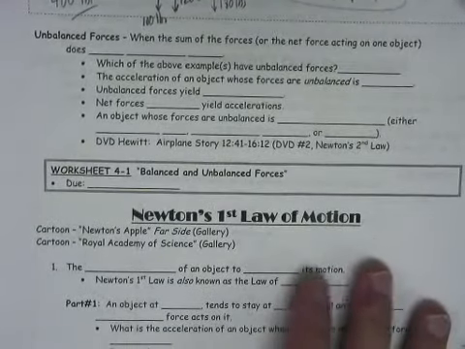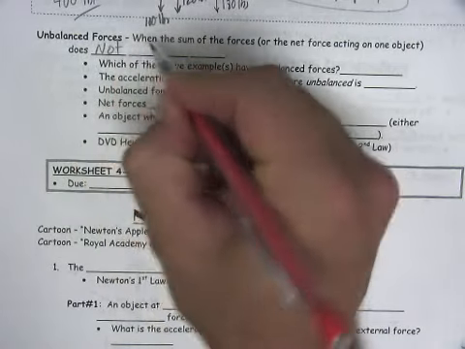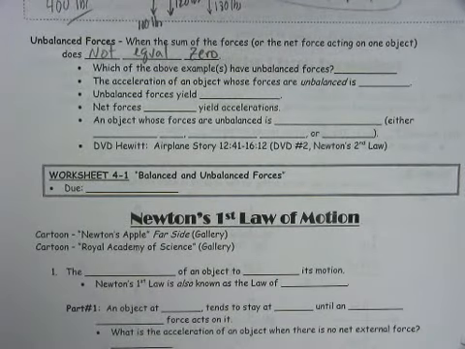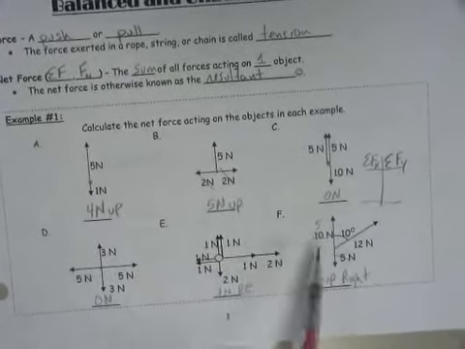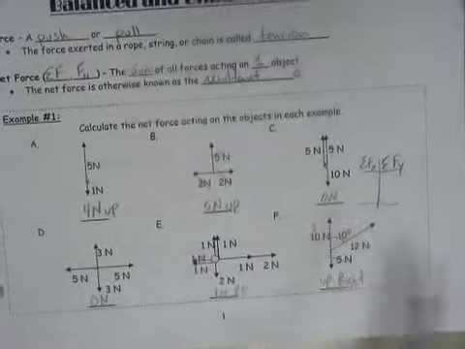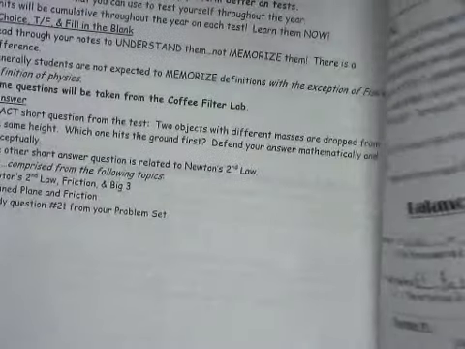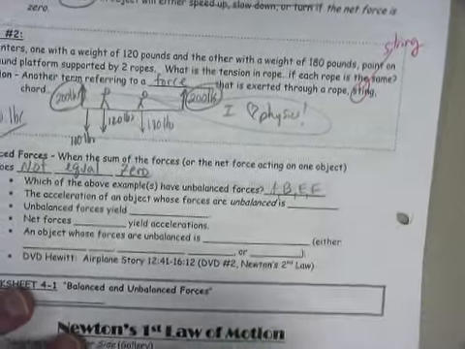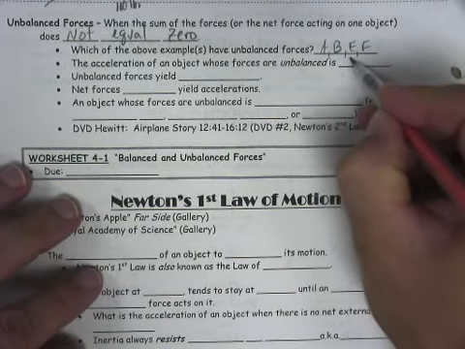All right, the next one, unbalanced forces. When the sum of the forces, or net force, acting on one object does not equal 0. So if everything cancels out, then we can say that, if everything doesn't cancel out, then we can say that the forces are unbalanced. So if we go backwards, which of the above examples have unbalanced forces? If we go back here, that'll be A, B, E, and F, because those are the only ones that didn't equal 0. So what did I say here? I said A, B, E, and F.